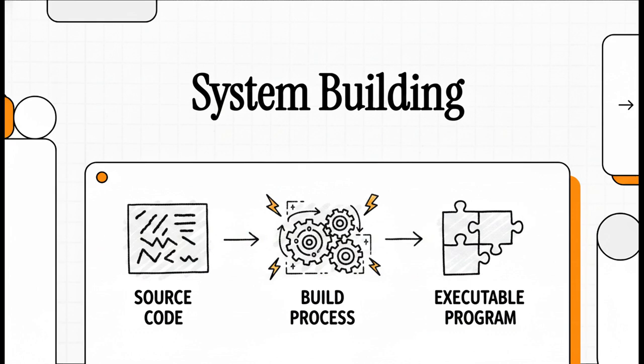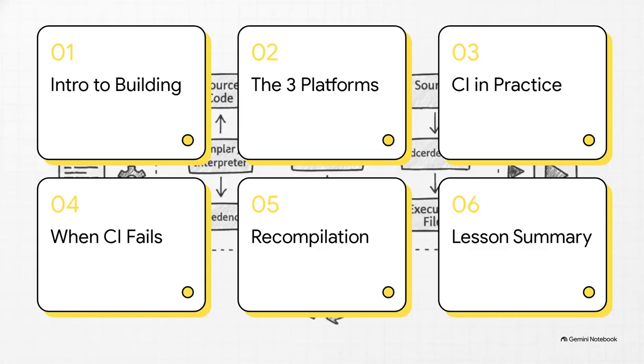software systems are assembled. Here's a quick look at our agenda for today. We'll start with an introduction to system building, then look at the 3 system platforms, dive into continuous integration in practice, see what happens when continuous integration fails, explore how to minimize system recompilation, and wrap up with a comprehensive lesson summary. Let's get going.